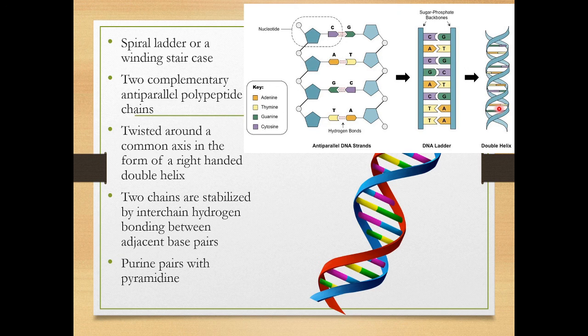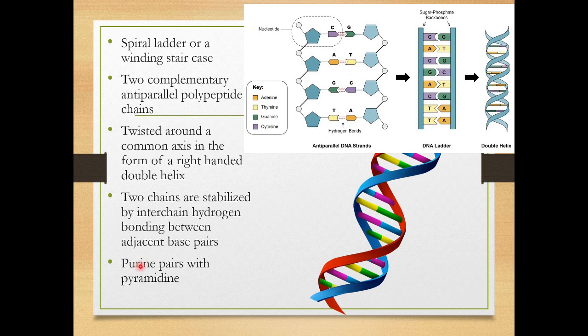Watson and Crick proposed the structure which is known as the B type of DNA. There are different types of DNA: Z-DNA, C-DNA, A-DNA. Watson and Crick proposed the B-DNA structure. That's the common DNA present in all cells. And how are these chains stabilized? These two nucleotide chains are stabilized by interchain hydrogen bonds between adjacent pairs. You can see the nitrogen bases here: adenine, guanine, thymine, cytosine.